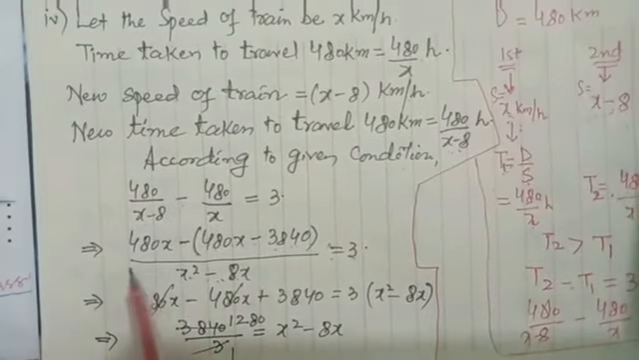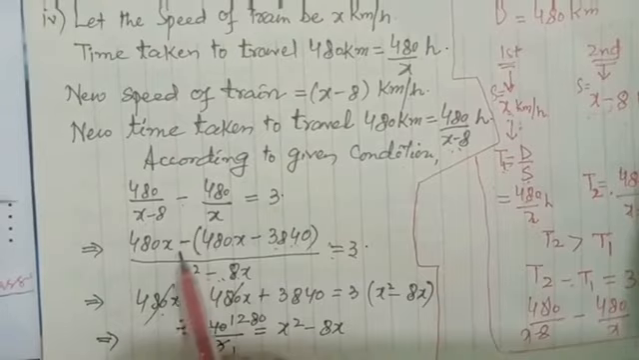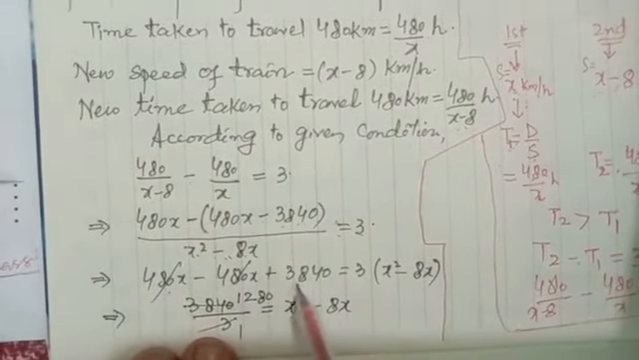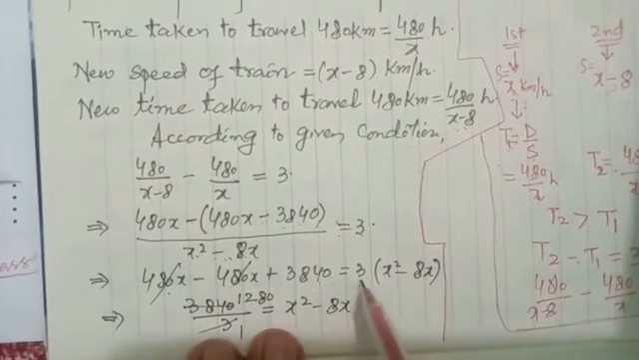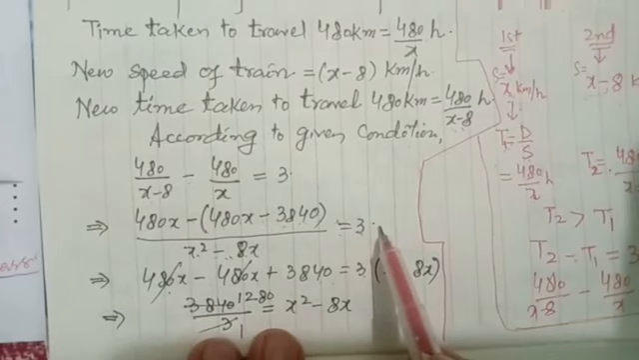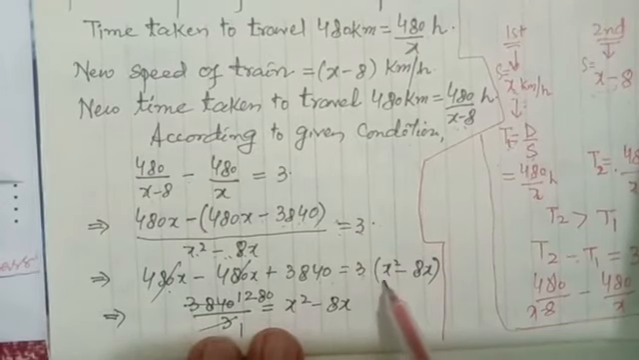Then see here, 480x is here. Then minus into 480x is minus 480x. Minus into minus is plus 3840 is equal to 3. This will go up here by doing transposition. 3 into x square minus 8x.